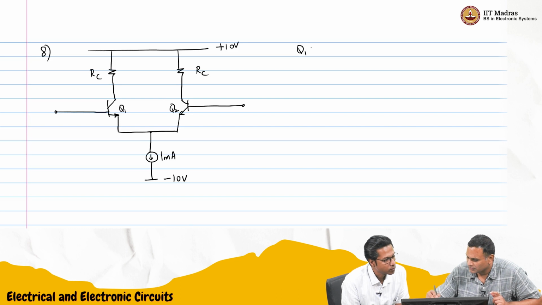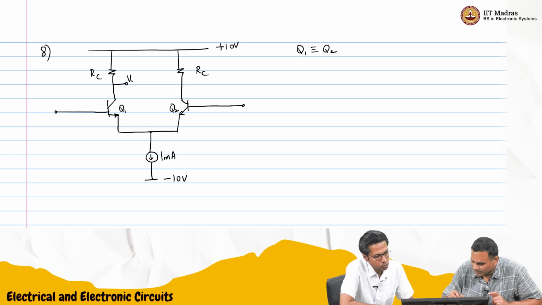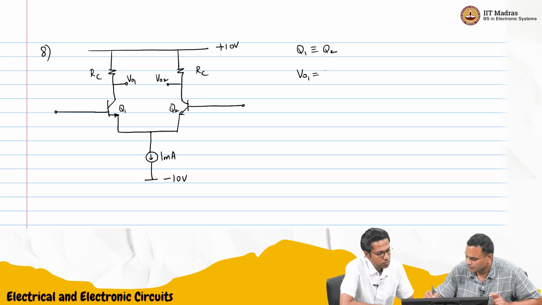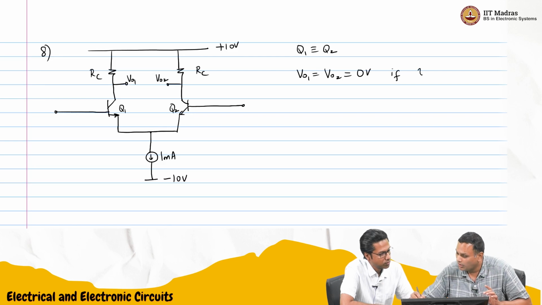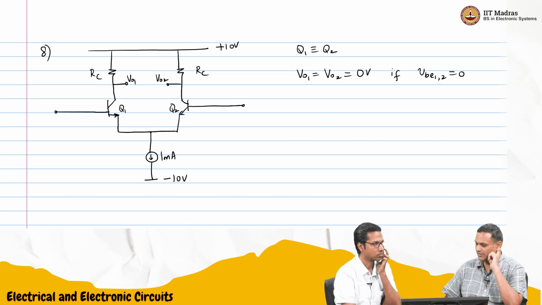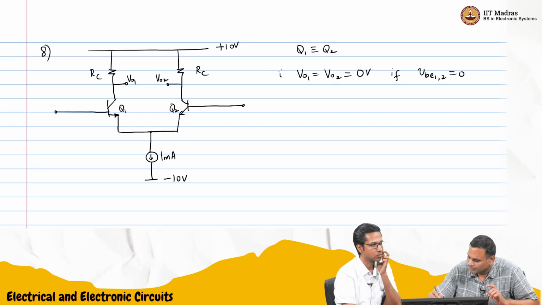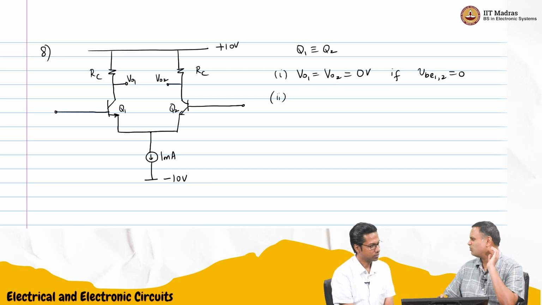So as usual, Q1 is identical to Q2, and we'll say VO1 and VO2 are 0 volts if small VB1 and VB2 are 0. What should be the RC for this? No signal, we still need to give DC. Correct. So this is one condition we will put. And we need one more condition. Beta we will assume large.